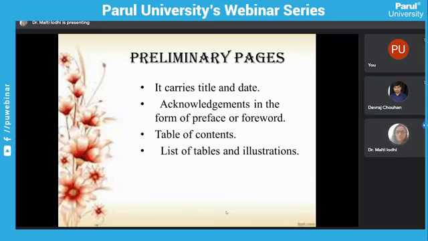Okay. Now we'll see the preliminary pages. They carry titles and dates. The preliminary pages of the research carry titles and dates, acknowledgement in the form of a preface or foreword, table of contents, and list of tables and illustrations. So these are all the preliminary pages.